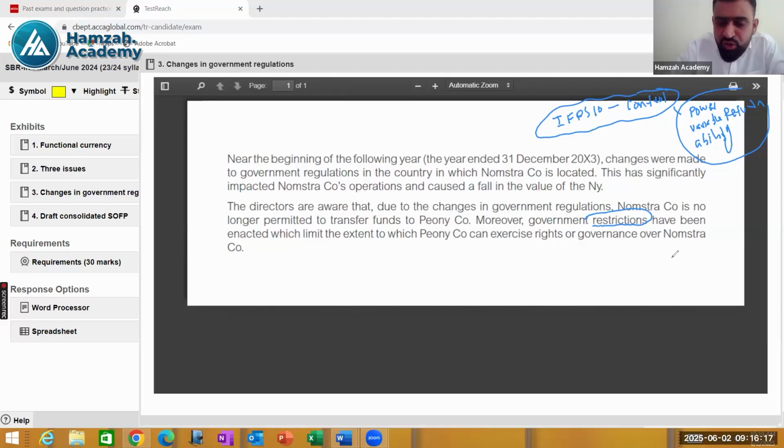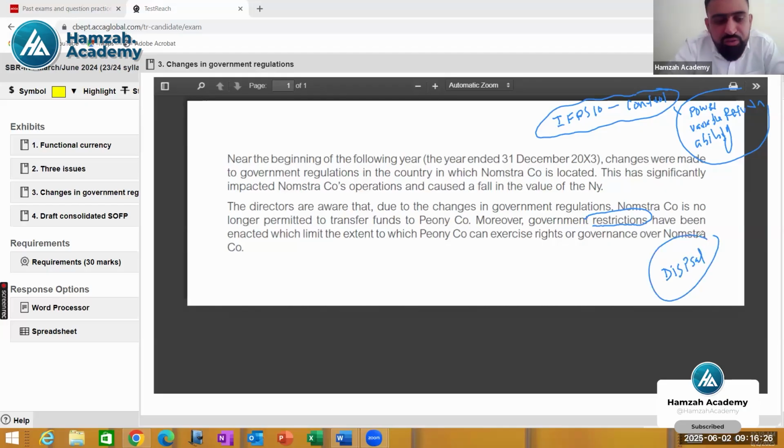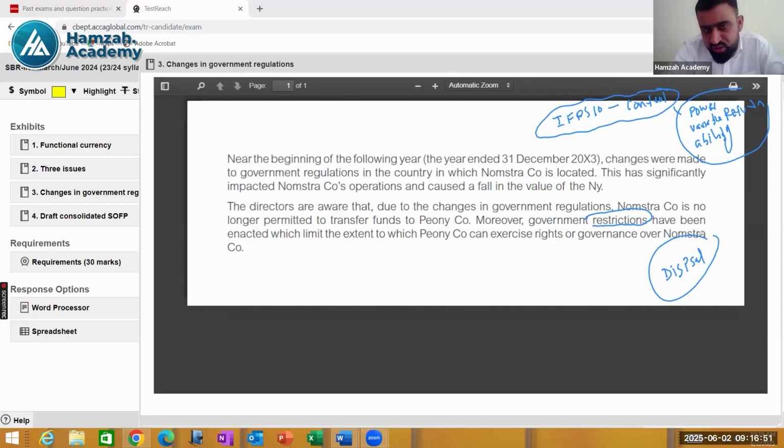And if you have lost the control, then you have to account for a disposal of a subsidiary company, where you have to derecognize the assets, liabilities, goodwill, and NCI of the subsidiary, and you have to record a group gain or loss in your consolidated financial statements. Further, you have to consider whether it is a discontinued operation or not; that factor also needs to be considered. Secondly, if you have loss of control, then after the loss of control, what is the status of the subsidiary? That needs to be defined.